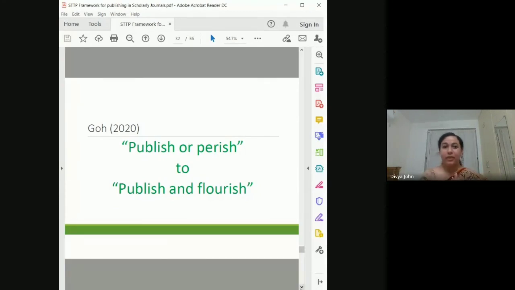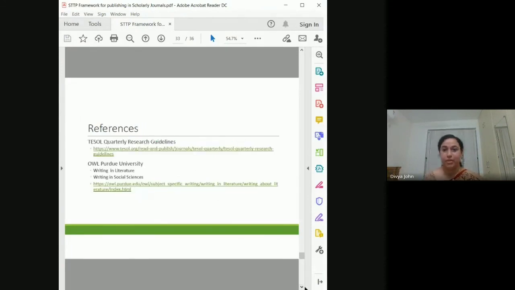This is again something that I found. This tagline, a maxim, is quite famous all over: publish or perish. I think we should move on to publish and flourish, because the earlier one, I think, is quite negative. This was said by Go in one of her papers. Okay. So let's publish and let's flourish.